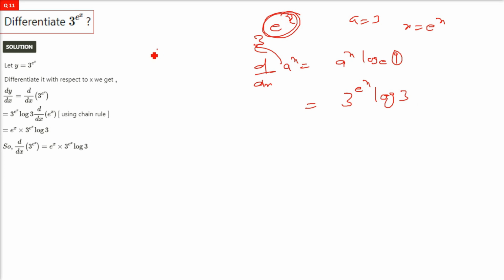You have to differentiate e to the power x also. d by dx of e to the power x is e to the power x. That is going to be the final answer. And always keep this e to the power x in the front. You have to write exactly like this, everything, in writing. I'm not skipping it just to save time.